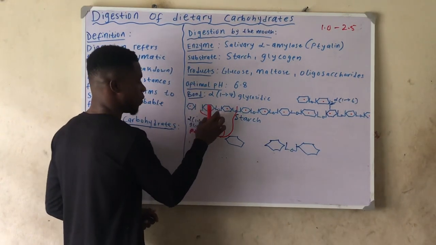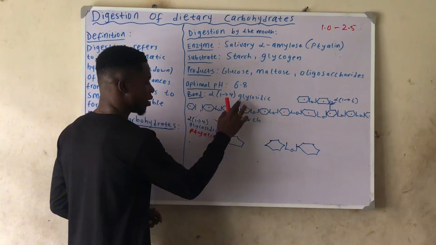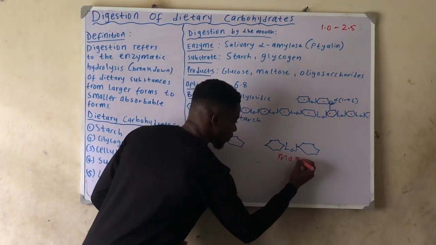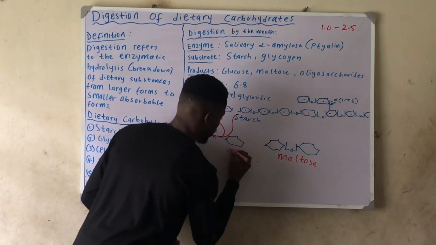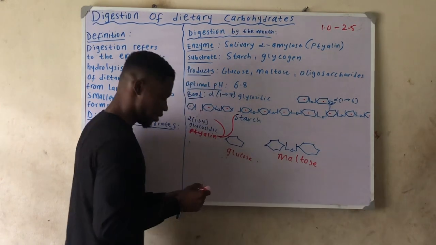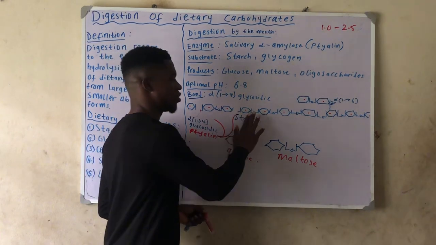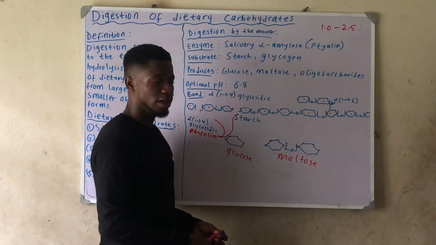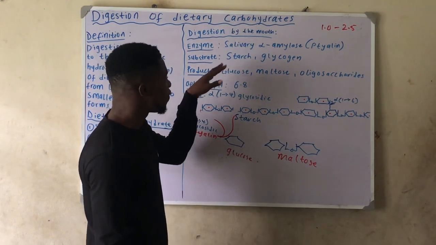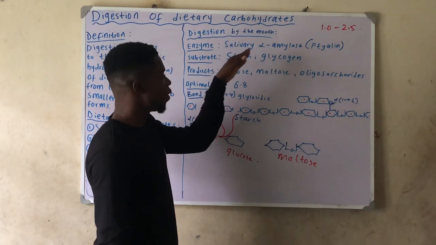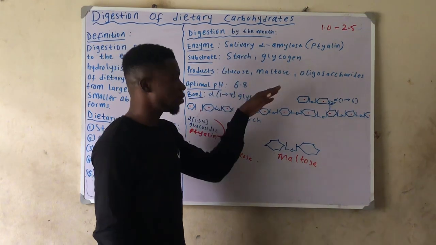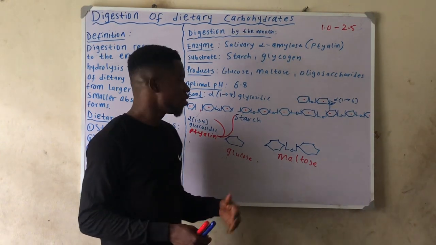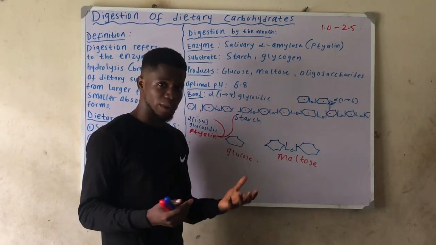Assuming it's not able to break this bond and it goes on to break this bond, you have what? A disaccharide called what? Maltose. And assuming that it was not able to break the remaining bonds, what you have now is an oligosaccharide. So that's why I said the end product of the action of this enzyme is glucose, maltose, and oligosaccharides. I believe it's a very simple concept, so you don't get confused. So we can move on now.